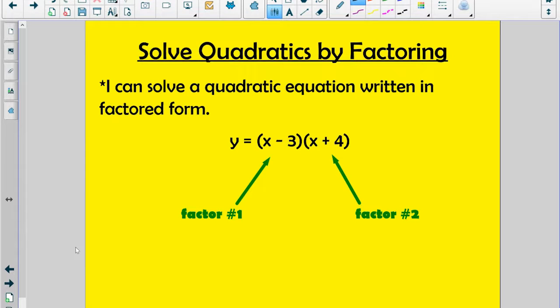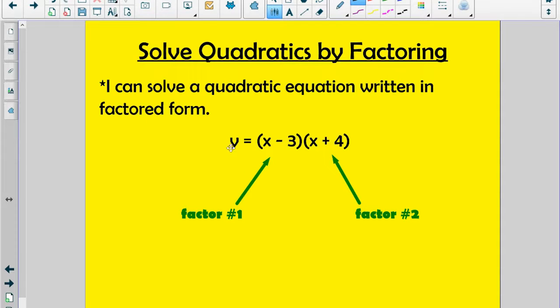All right, our next way that we're going to solve quadratic equations is by factoring. So far we've looked at solving by graphing, where we look for x-intercepts. We've solved using square roots, where we can basically just take the square root of both sides and use that as a way of solving for x. Our third method is factoring. So I can solve a quadratic equation written in factored form first, and then we'll look at the ones that are not written in factored form and talk about how to do that.